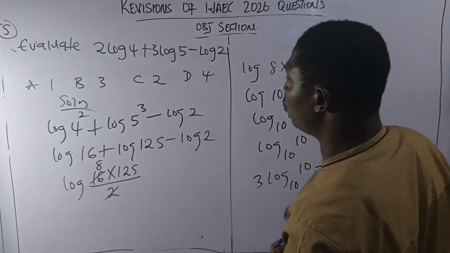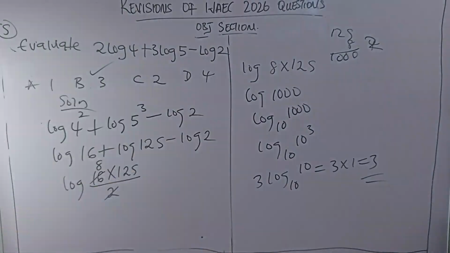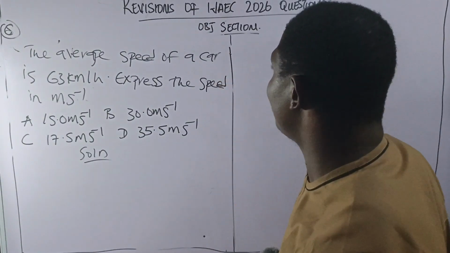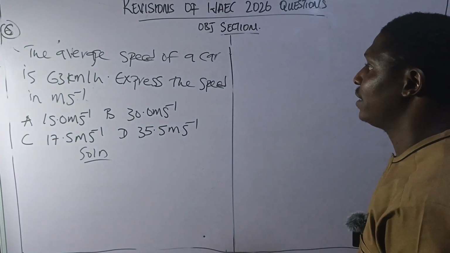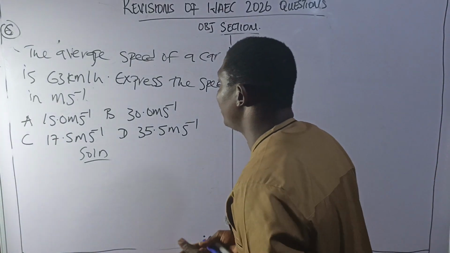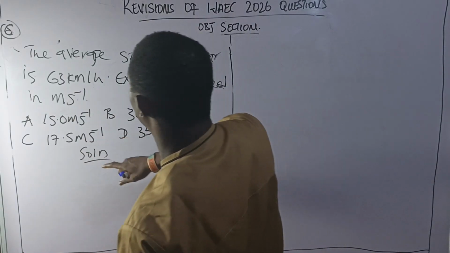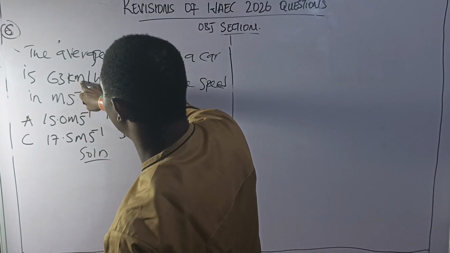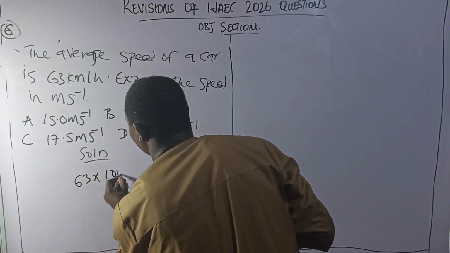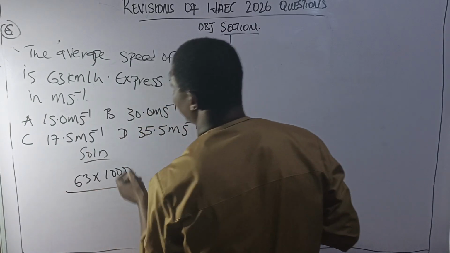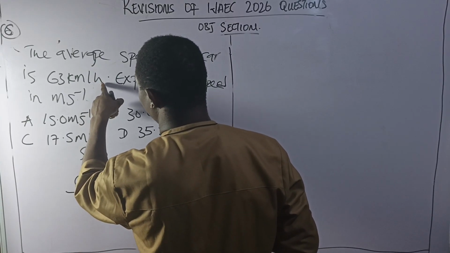So my answer corresponds to option B, which is what? 3. Thank you. Question 6 says, the average speed of a car is 63 km per hour. It said express the speed in meter per second. This is very easy, especially for science students. This is kilometer per hour, and you know 1 kilometer is equal to what? 1000 meter. So we simply have 63 times 1000, divided by hours.